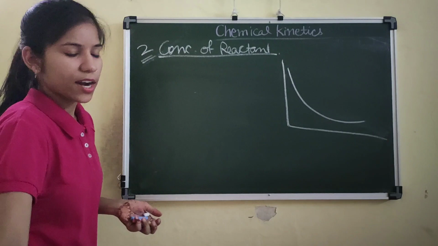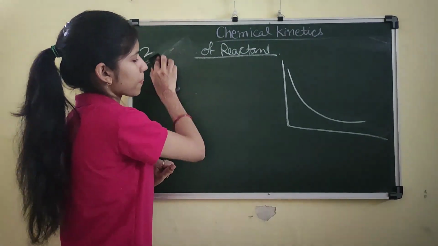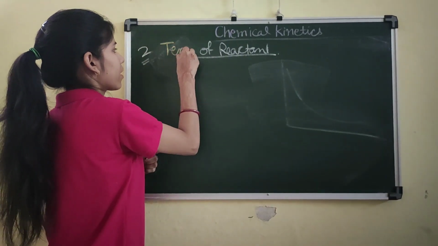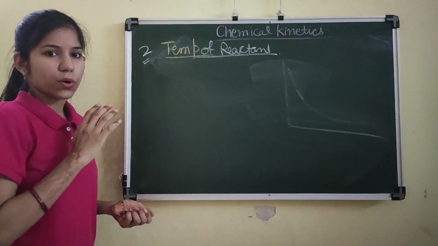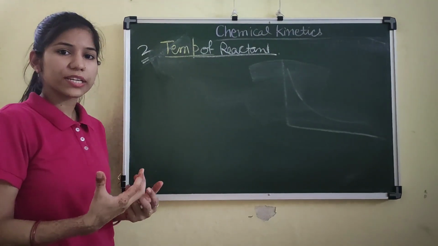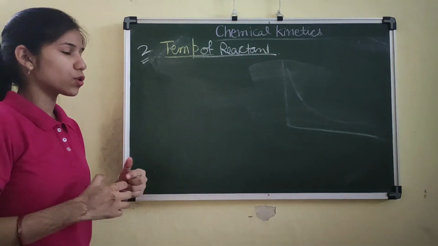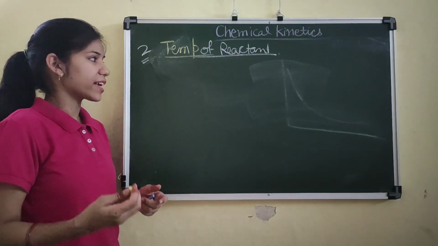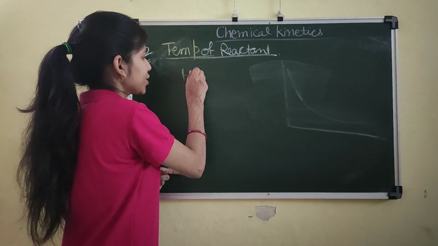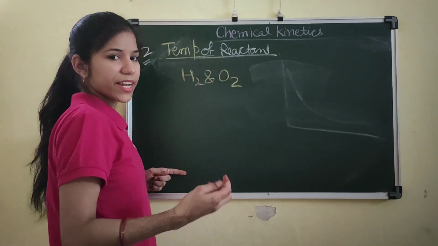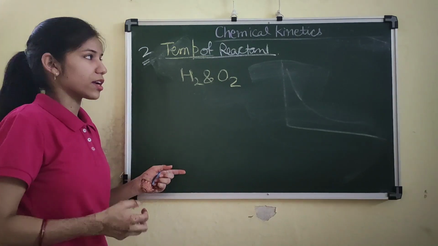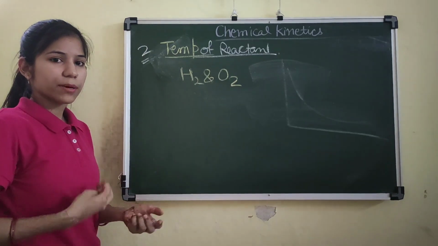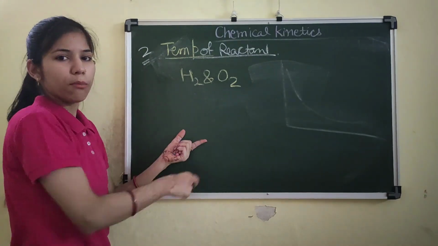Now the next factor is temperature. Temperature also increases the rate of reaction. It also initiates the reaction, which means it starts the reaction. Like that, there are many reactions. H2 and O2 cannot react at room temperature, but when the temperature is increased, they react and form water, or when some electric spark is produced they form water.